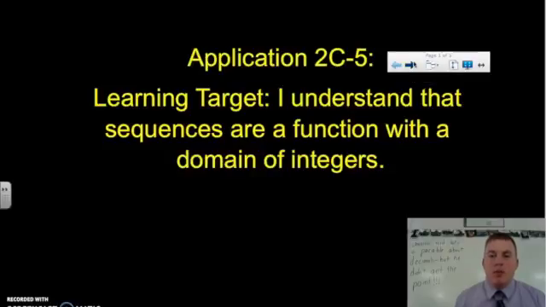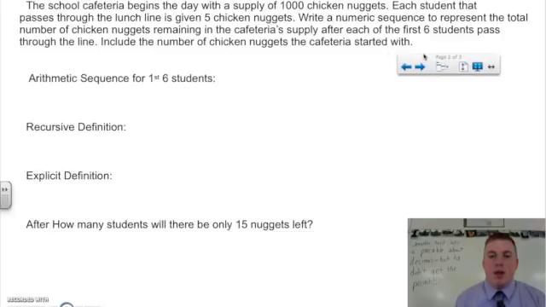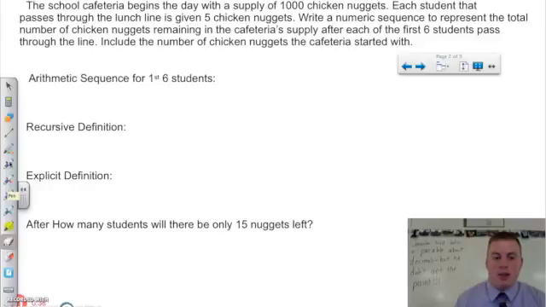We're going to look at problem number 1 on your application. The school cafeteria begins the day with a supply of 1,000 chicken nuggets. Each student that passes through the lunch line is given 5 chicken nuggets. We want to write a numeric sequence to represent the total number of chicken nuggets remaining in the cafeteria supply after each of the first 6 students pass through the line. We want to include the number of chicken nuggets the cafeteria started with.